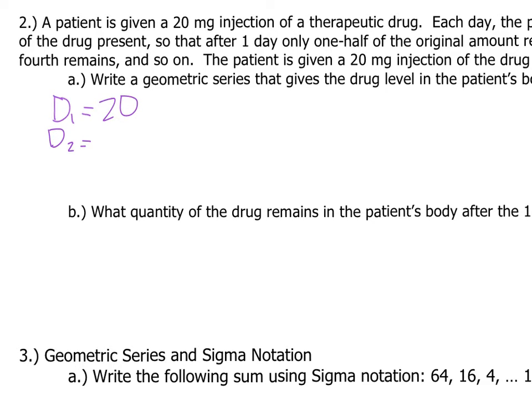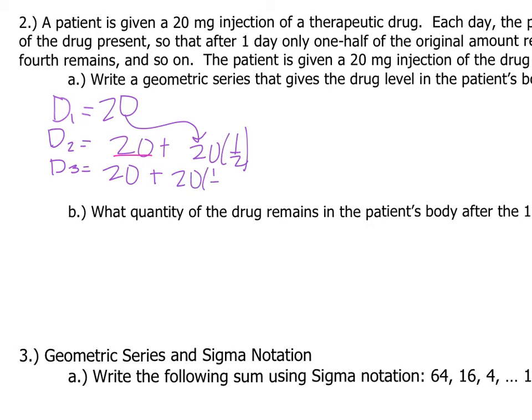D sub 2, so let's think about what's happening here. What happens to that initial 20 milligram injection? Divides in half. And then what else happens? 20 more. So what about the third day? We have another dose of 20. The dose from the previous day is cut in half. And then the dose from the first day is exactly cut in half again, or 1/2 squared, right?